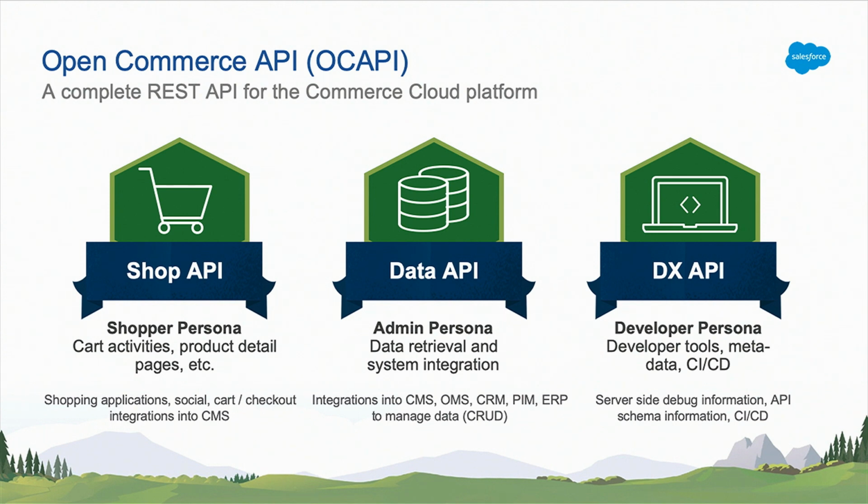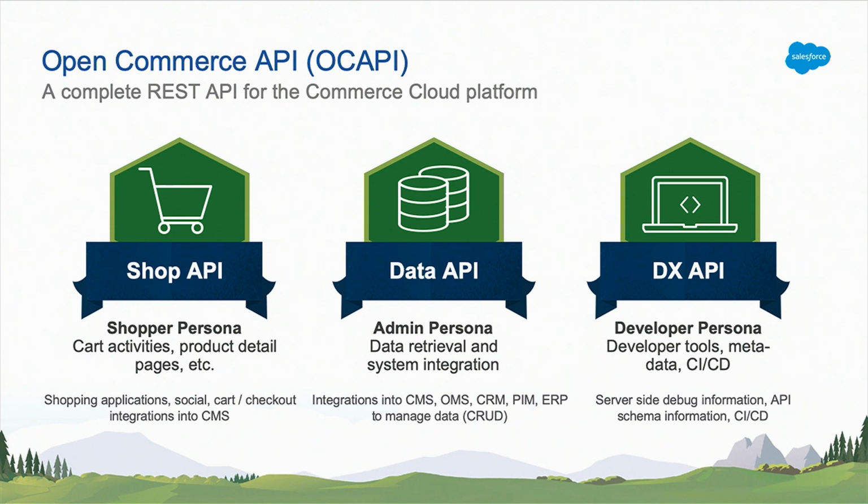The second one is the Data API. The Data API has all the APIs to do things like CRUD operations against the objects in the database. So the Data API is all about getting data into the database or getting data back out. People use the Data API for things like system-to-system integration, general data retrieval, and mass data updates into the system.